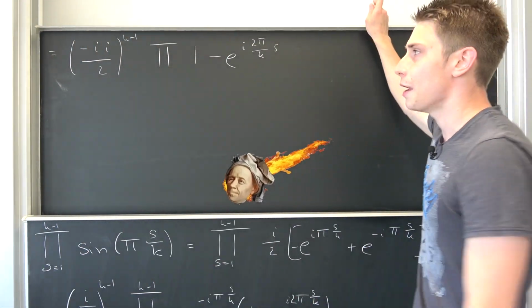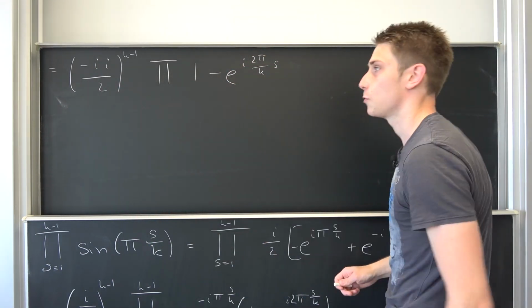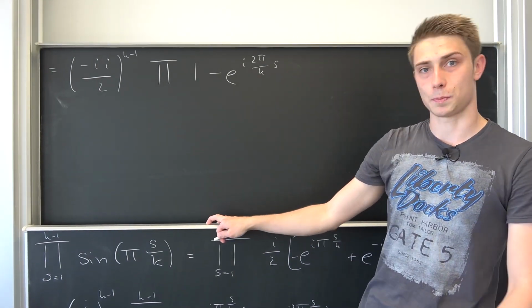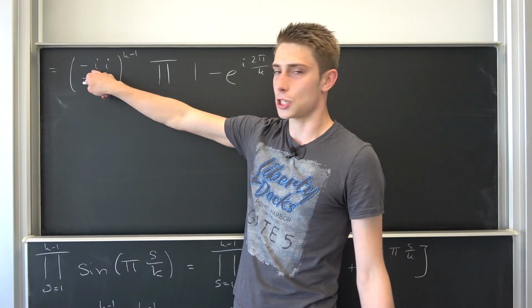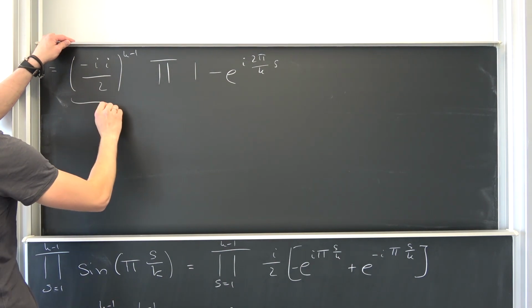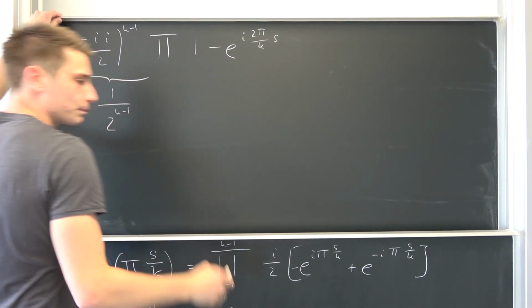Okay. Now, what is i times i? i times i is negative 1. Negative 1 times negative 1 in any field is nothing but 1. Okay, negative times negative is positive. I made a proof on that. Check it out. So this thing right here is actually 1 over 2 to the k minus 1th power. Okay? So we can rewrite this as 1 over 2 to the k minus 1th power.